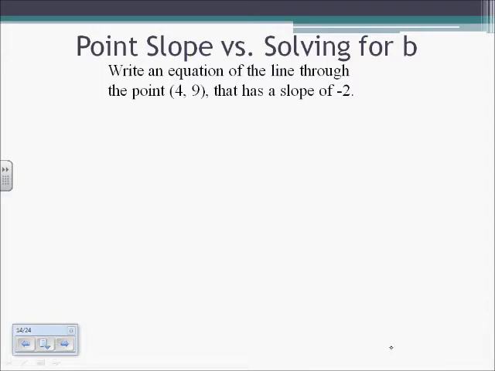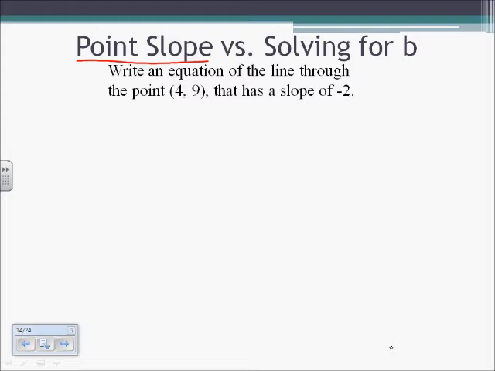Alright, point slope versus solving for b. Depending on your algebra experiences, your teacher may have expressed one liking for one method or one solving method over another. I prefer the point slope method, which we're going to talk about first, but I will show both point slope and solving for b. The question states, write an equation of a line through the point (4, 9) that has a slope of -2.